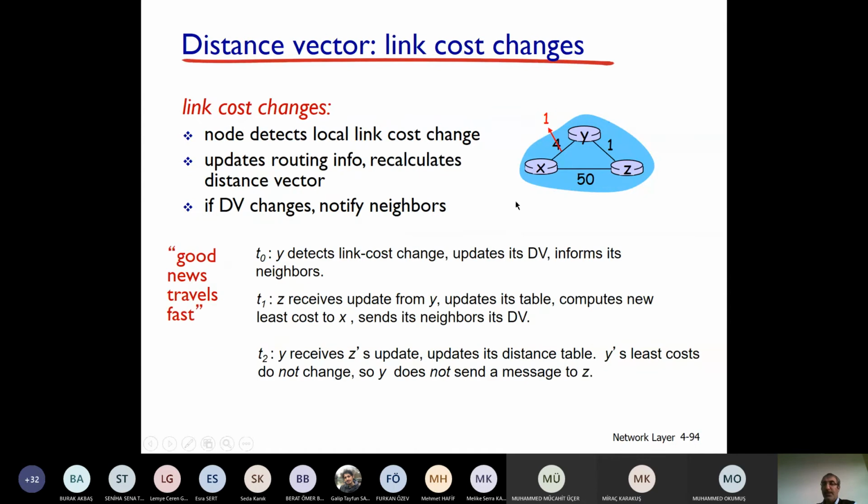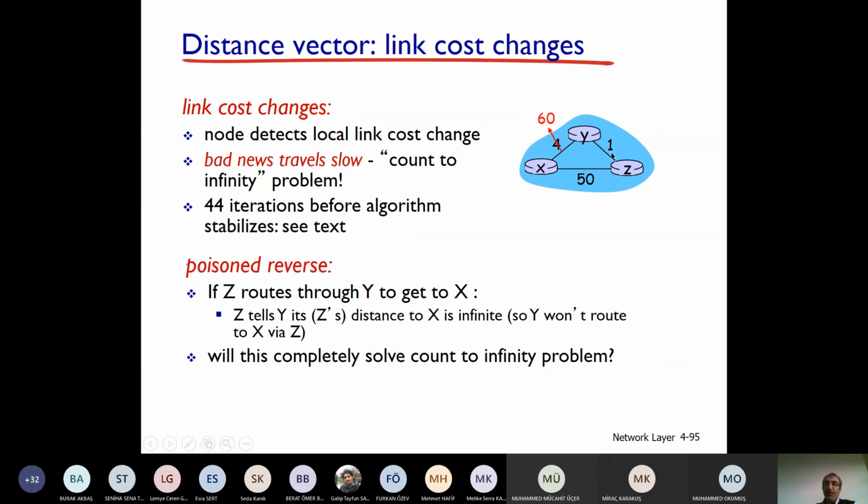But assume that in the previous example, the link cost between X and Y changed from 4 to 60. Of course, this is going to affect the routing because 60 is greater than 50, right? So X can now reach Z through the 50. Initially, it was through Y. Now it can directly select this path because this has a lower cost than the previous one. Anyway, so the node is going to detect this cost change, and then it's going to update its routing accordingly, as we mentioned in the previous slide.